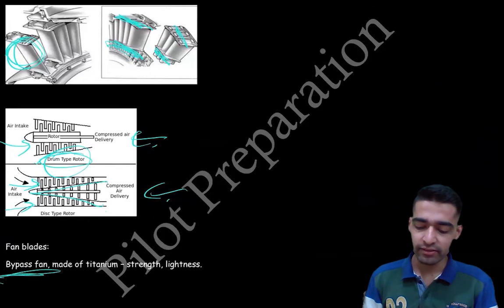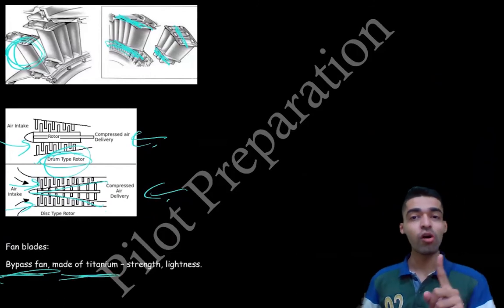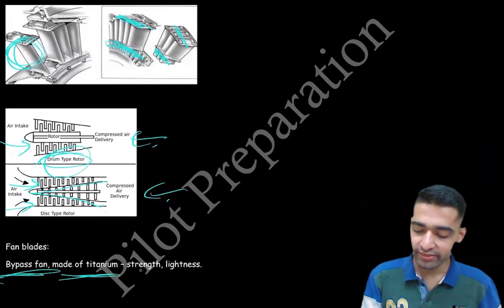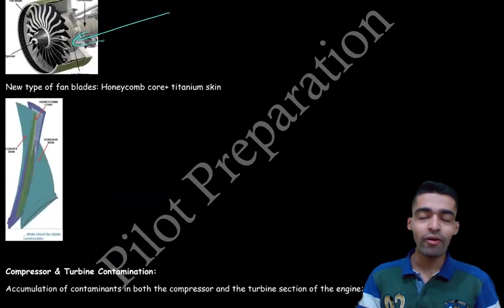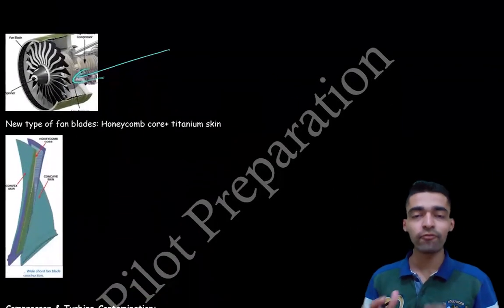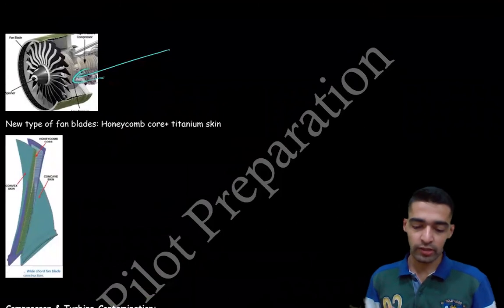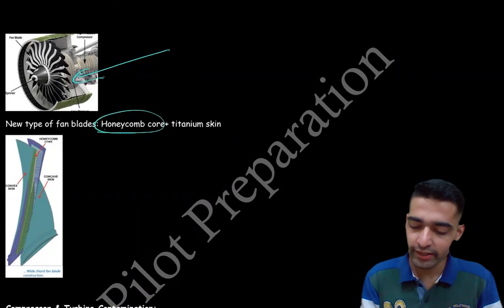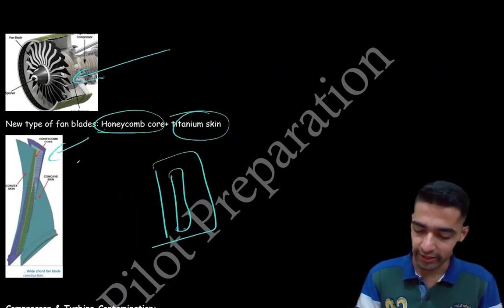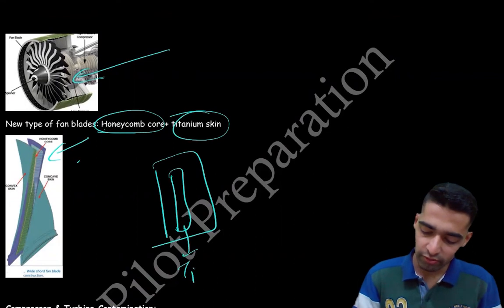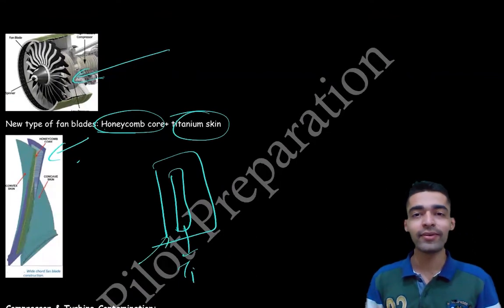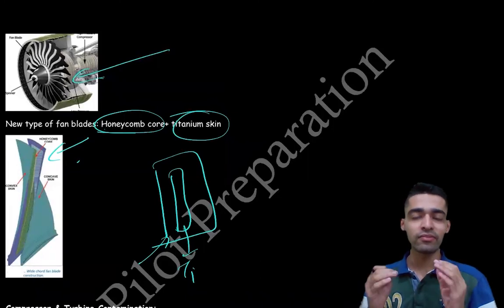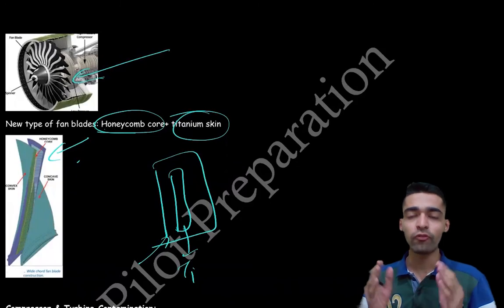So we're talking about fan blades that are made of titanium because they are strong and light. For that purpose, we use the fan like this, which has high strength and is very light in nature. Now, as we know that the fans are made of titanium, we want to make them more durable. So for that, we have made a honeycomb core with a titanium skin. Inside will be titanium, and outside will be some composite material. In that way, these blades will run for a longer time, and the strength will also not reduce, and they will be able to function for a longer time.